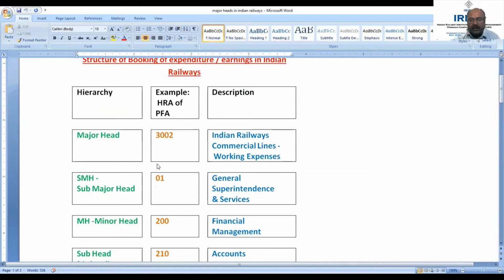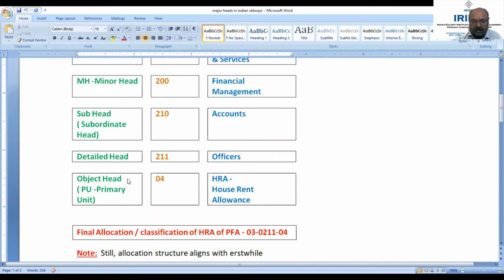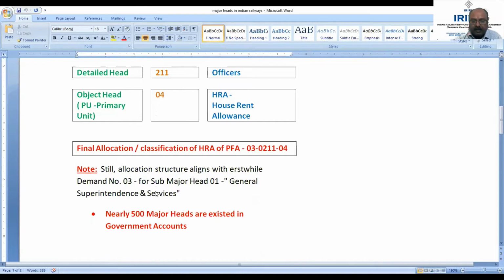But here in the allocation part, this major head and sub-major head do not play any role, because our allocation structure starts with the erstwhile demand number, because our finance code value 2 is not changed. So the major head and sub-major head are not part of our allocation, and our allocation starts with the demand number, that is 03, erstwhile demand number 03 for sub-major head 1, that is general superintendence and services.